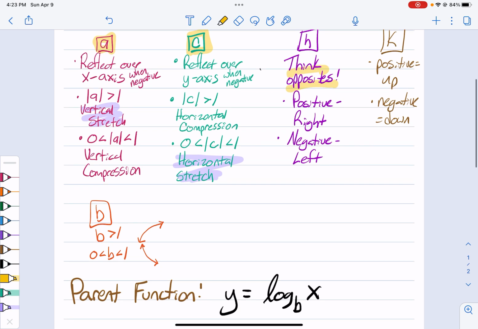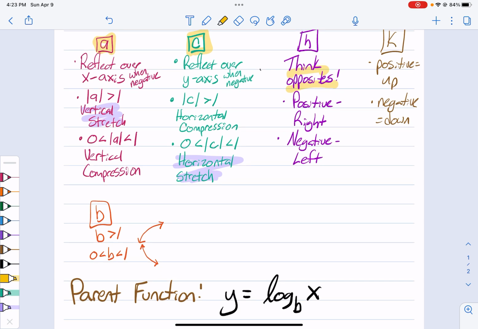If your base is greater than 1, your logarithmic function is going to look like this. So remember that logs are an inverse of exponentials. When the base of an exponential is bigger than 1, it is exponential growth, and it looks something like this. And inverses are reflections over the line y equals x. So if I reflect that, it now looks like that, with my really bad drawing.